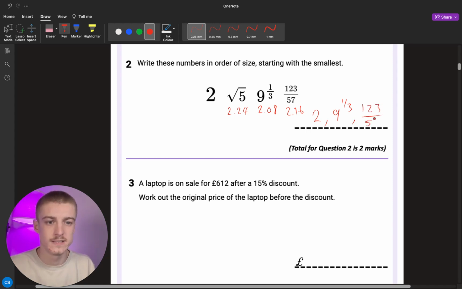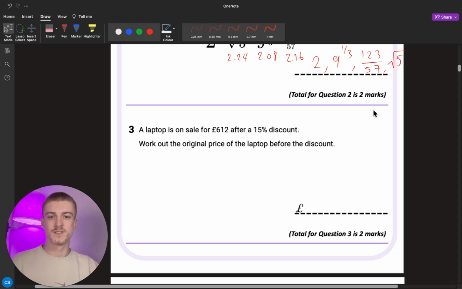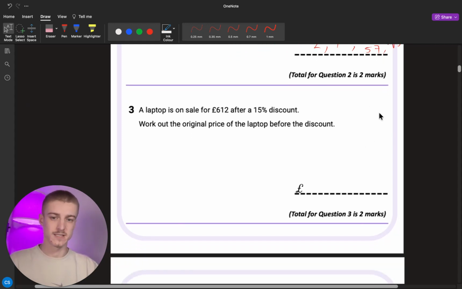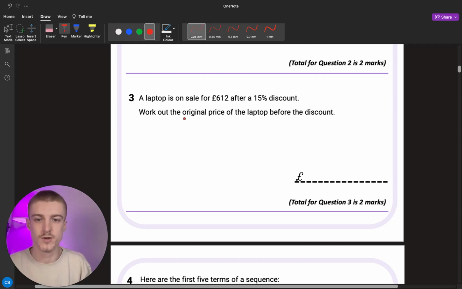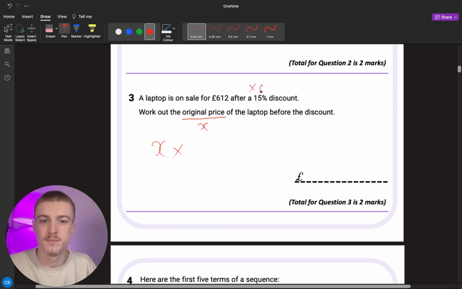So question 4, here are the first 5 terms of a sequence, 2, 6, 12, 20, and 30. Find the next term. So we have a difference here of 4. The next difference is 6, then 8, and then 10. What does the difference go up in? Well, that's plus 2, and that's plus 2. So we can assume that the next difference is plus 2. 10 add 2 is going to give us 12. Next term is 30 add 12, 42. 42 for the next term.